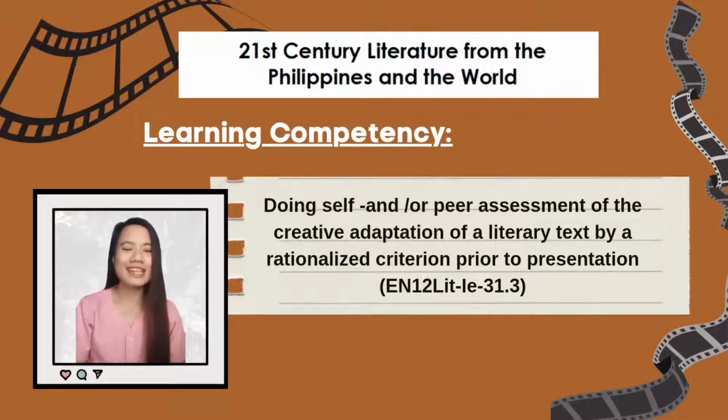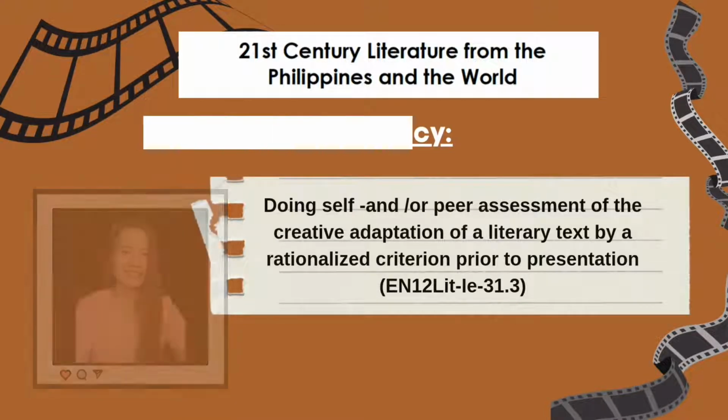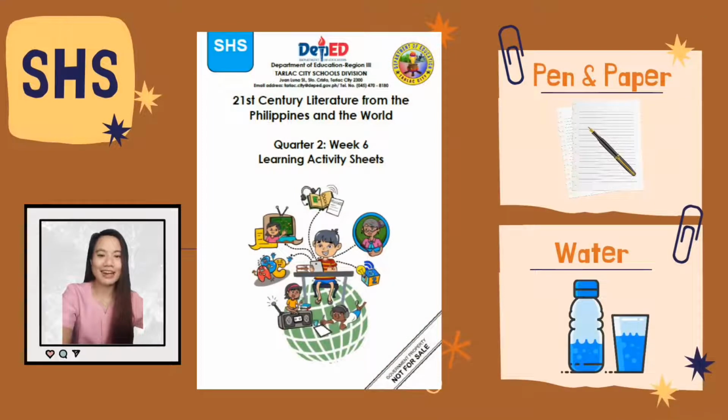For your week 6 lesson in 21st century literature from the Philippines and the world, which is entitled Doing Self and or Peer Assessment of the Creative Adaptation of a Literary Text Based on Rationalized Criteria Prior to Presentation. From the title itself, we will be dealing with various samples of creative adaptation and how to assess it using rationalized criteria. And now, get your learning activity sheets in the 21st century literature from the Philippines and the world, quarter 2, week 6. Do not forget your pen and paper and water to drink.